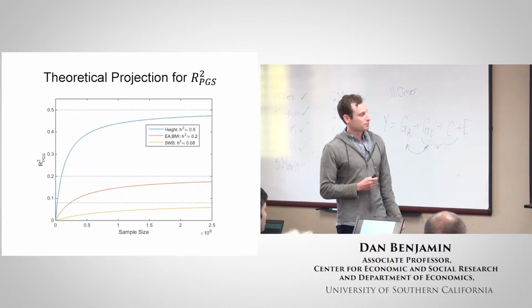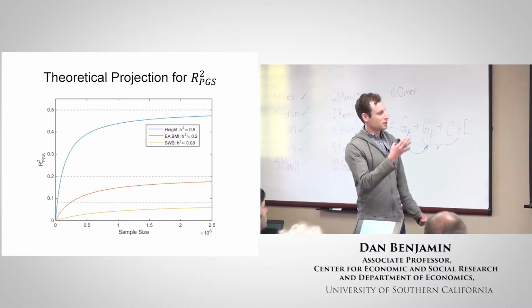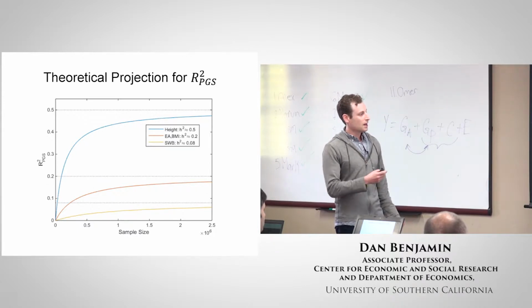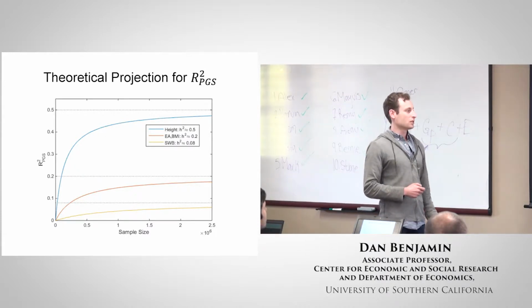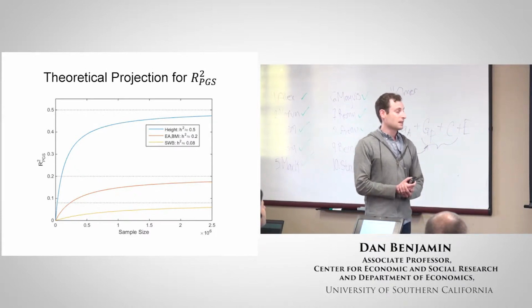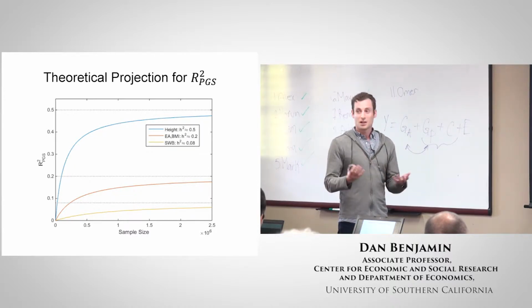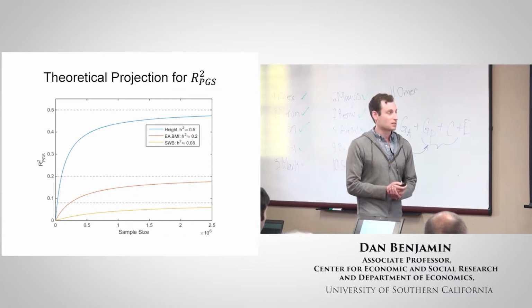This is the projection that Patrick showed you in his talk. This is the projection of how predictive polygenic scores will be at different levels of heritability as a function of sample size. As a reminder, we're in this range of sample size, which is where we see the steepest increases in the predictive power of polygenic scores. And so as these kinds of studies get done with more phenotypes and with the existing phenotypes and larger samples, there's going to be a lot of highly predictive polygenic scores within just a couple of years from now.